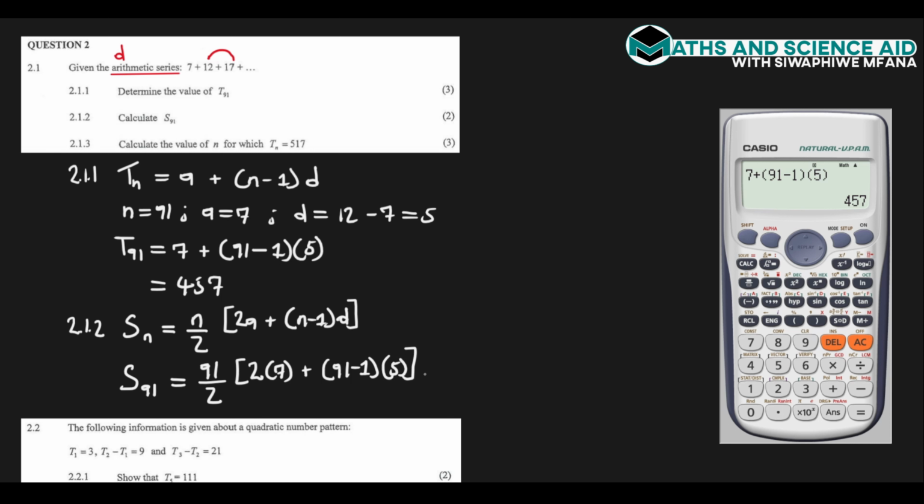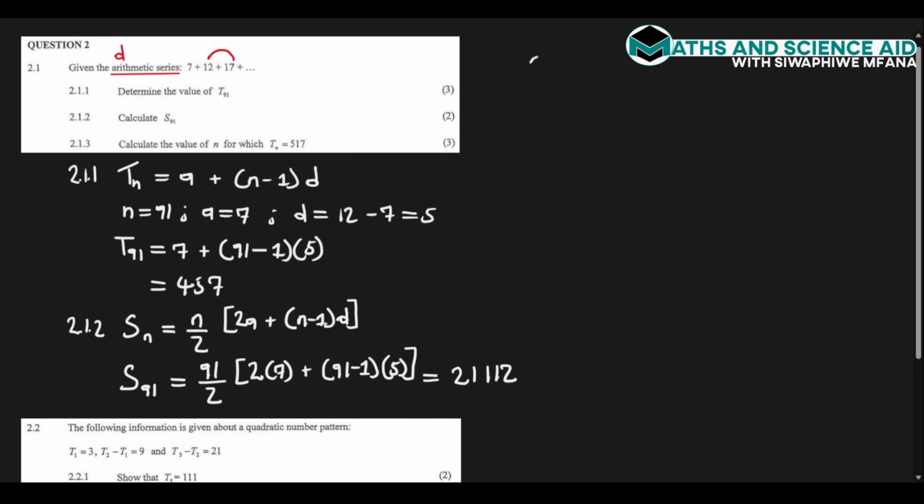Again, we simply need to substitute all of this into our calculator to work out the answer. So this is 91 divided by 2, open bracket, 2 × 7, plus, open another bracket, 91 - 1 multiplied by 5. So this is equal to 21,112.